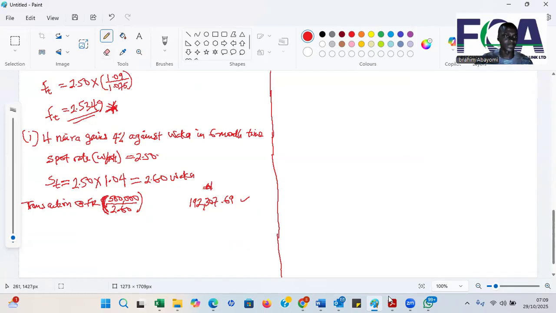That's an error. Sorry. The rate I used there is not correct. I'm doing forward, so it should be 2.5349. That's the forward rate. So this will not be correct. Let me change it.